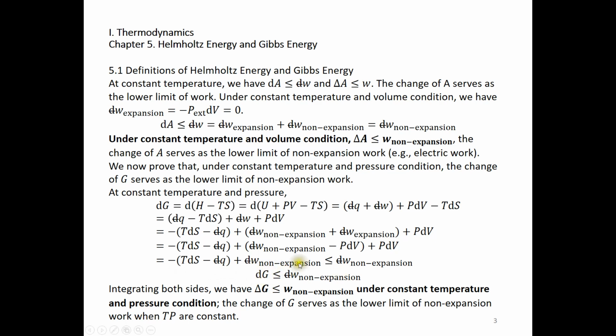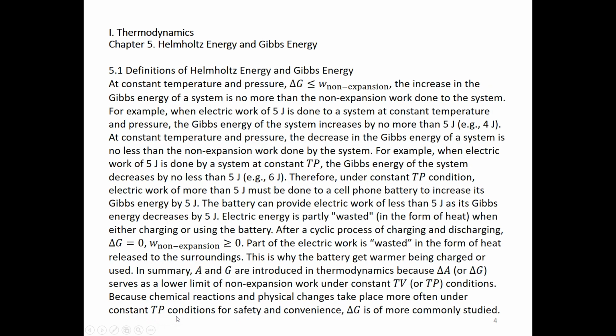We can then integrate both sides. Delta G is less than or equal to non-expansion work under constant temperature and pressure conditions. The change of G now serves as the lower limit of non-expansion work when temperature and pressure are constant. At constant temperature and pressure, delta G is less than or equal to non-expansion work. Therefore, the increase in the Gibbs energy of the system should be no more than the non-expansion work done to the system.